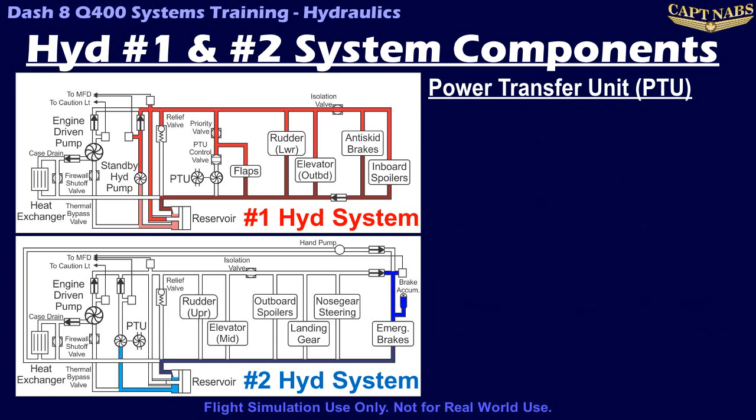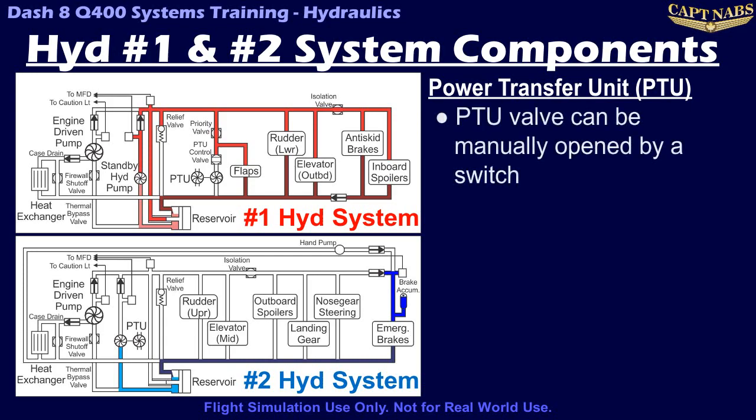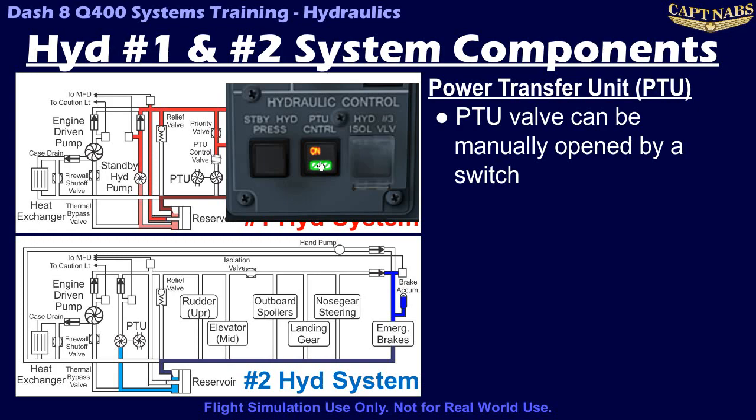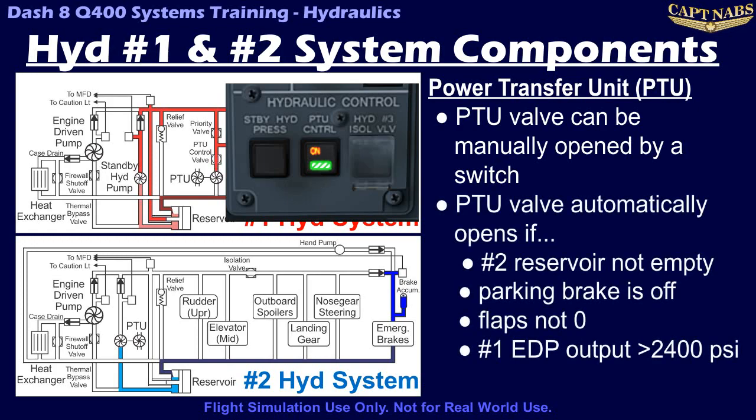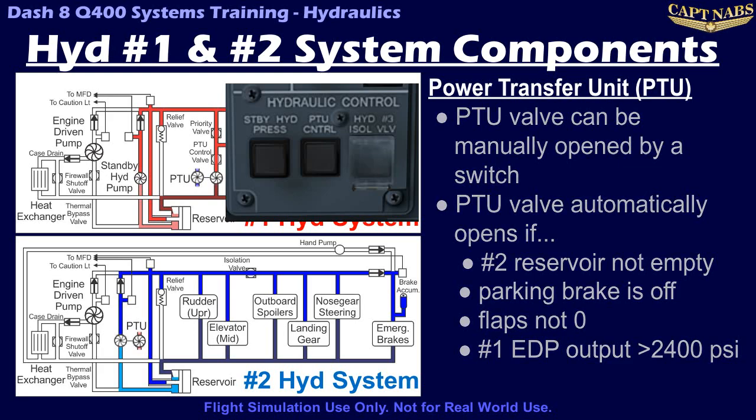The PTU is activated using very similar logic to the standby electric pump. It can be manually activated at any time using the switch on the panel and will automatically operate when the following is true: the number 2 reservoir is not empty, the parking brake is off, the flaps are greater than 0, and the number 1 EDP is at greater than 2400 psi. Again, note that these conditions basically occur during taxi, takeoff, and landing. And again, it is preferable to activate the PTU manually during these times to prevent the valve from cycling repeatedly if the parking brake is turned on and off during taxiing.